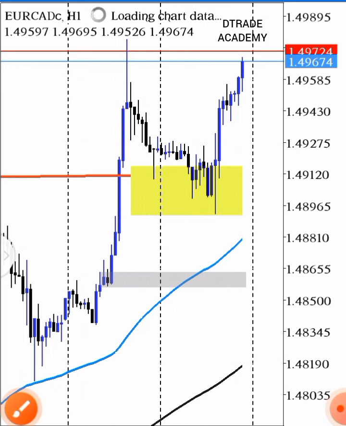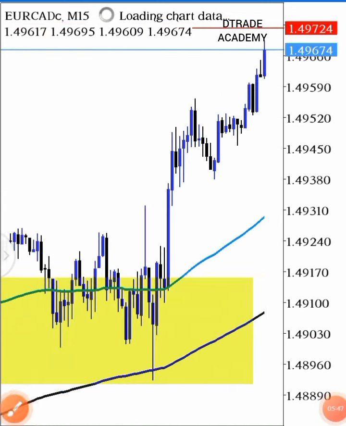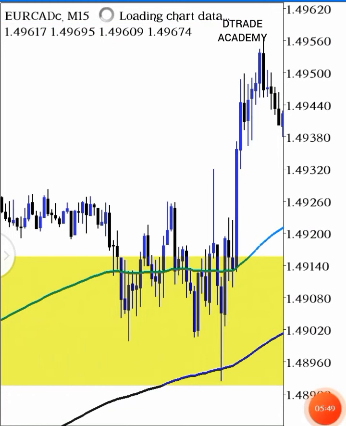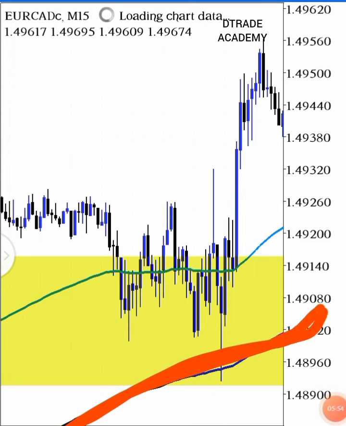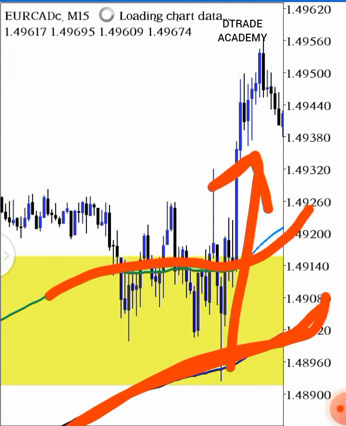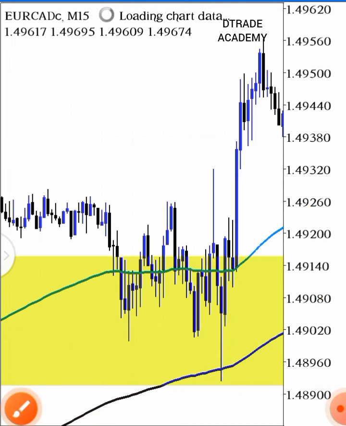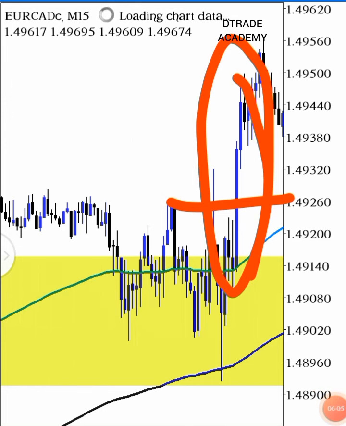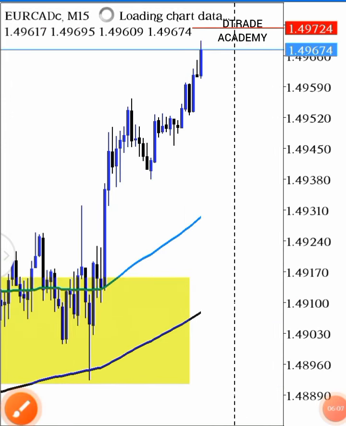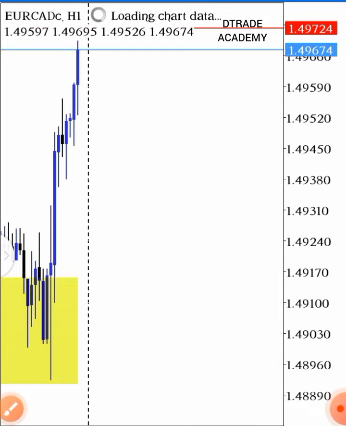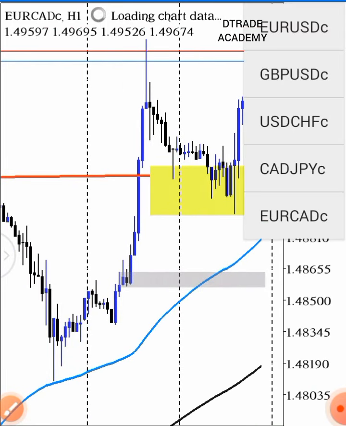Now for our entry model, we do this on H1. So we go to M15. On our M15, we always make sure that price comes from our black moving average and our blue moving average. Once price is above, we start buying. We are buying because we have a change of character here. If you have not watched that video also, please go and watch it.